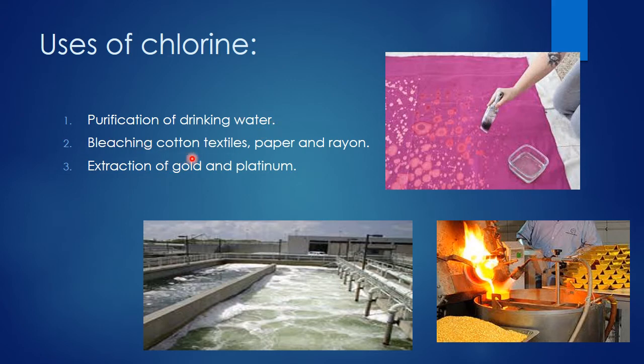Second one, bleaching cotton, textile, paper and rayon. Already we studied, because it produces nascent oxygen, it can act as a very good bleaching agent. So it can act as an oxidizing agent as well as it has a bleaching action, and the bleaching of chlorine is said to be permanent. Then extraction of gold and platinum. During the extraction, chlorine can be used for extracting gold and platinum. These three are the uses of chlorine.